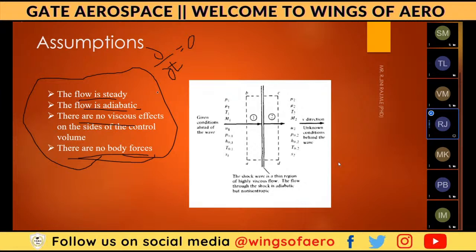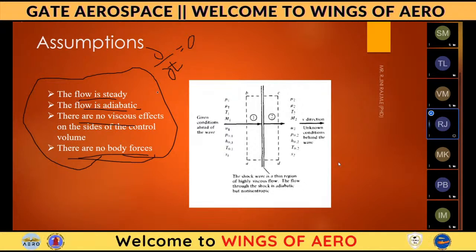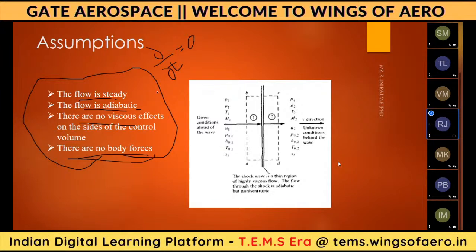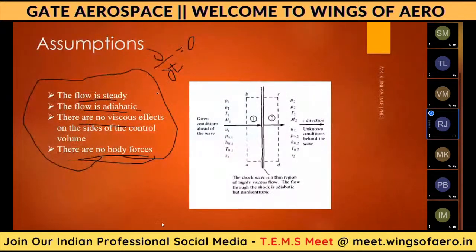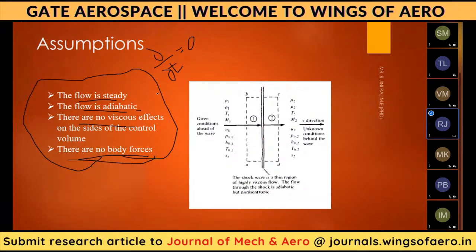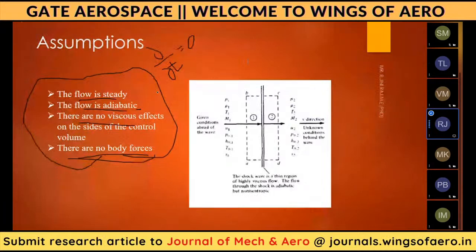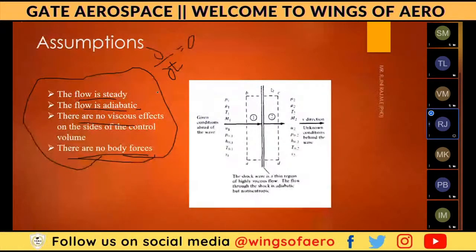Because normally a shock won't form because of any heat addition. We are not applying any electric current to heat the gas and form a shock. Normally, if a body is moving at supersonic speed, the shock is formed automatically. That's why the flow is adiabatic, because there is no heat addition or heat rejection.